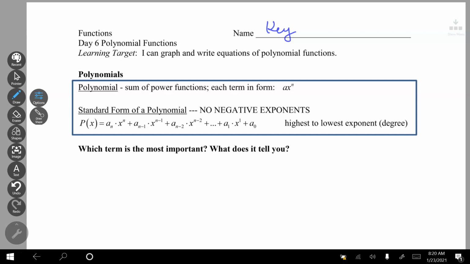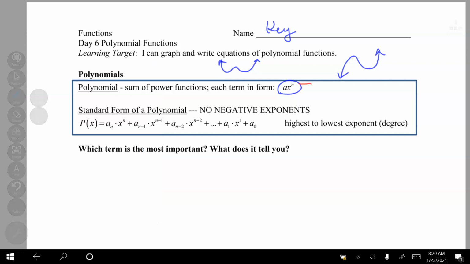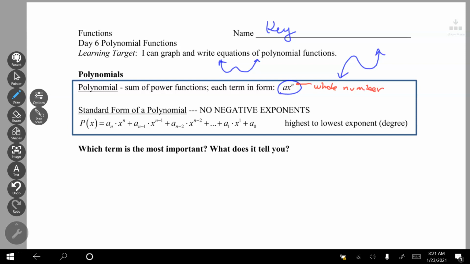So polynomial functions are graphs that are going to maybe look like this, or maybe something like this, and so on and so forth. Every term of a polynomial function has to be in the form of ax to the n. A is just some coefficient up front. It could be a positive, negative, decimal, fraction, doesn't matter. Raised to the x raised to the n, and n has to be that exponent. This exponent has to be a whole number. No negatives, no decimals, no fractions.